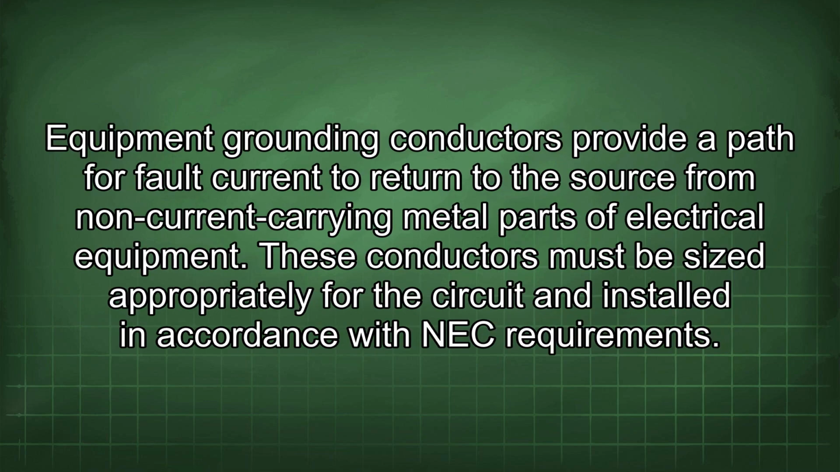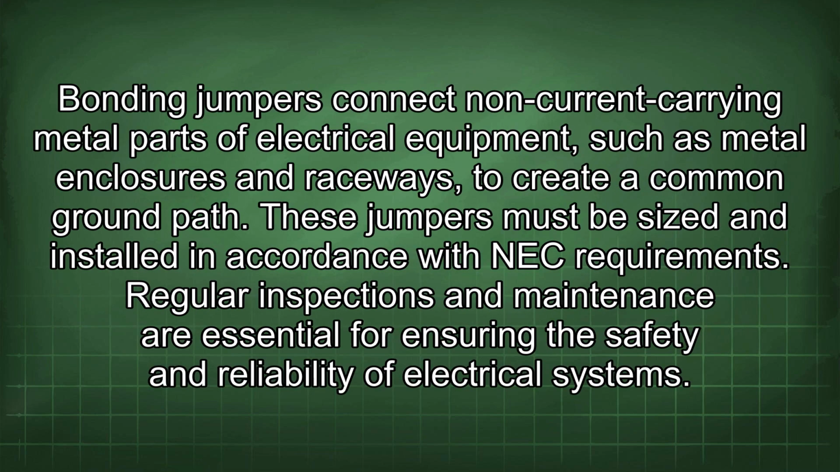Equipment grounding conductors provide a path for fault current to return to the source from non-current carrying metal parts of electrical equipment. These conductors must be sized appropriately for the circuit and installed in accordance with NEC requirements. Bonding jumpers connect non-current carrying metal parts of electrical equipment, such as metal enclosures and raceways, to create a common ground path. These jumpers must be sized and installed in accordance with NEC requirements.